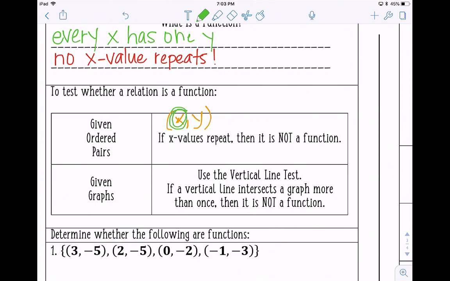Okay. Given a graph, we use what's called the vertical line test. It says if a vertical line intersects a graph more than once, then it's not a function. You'll see an example like that in just a second.